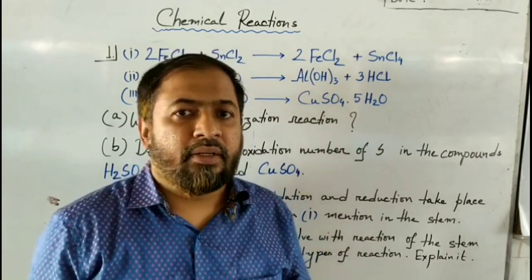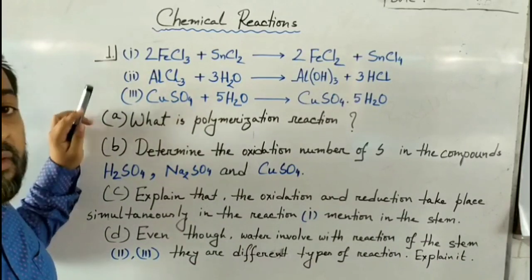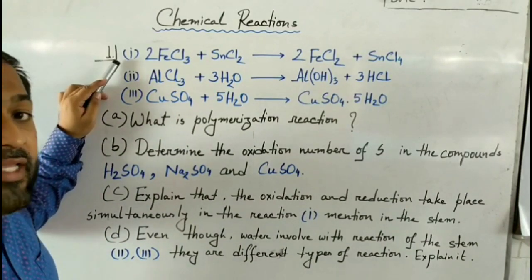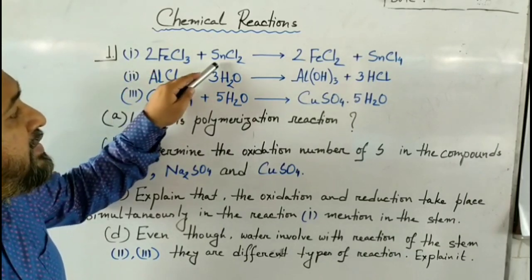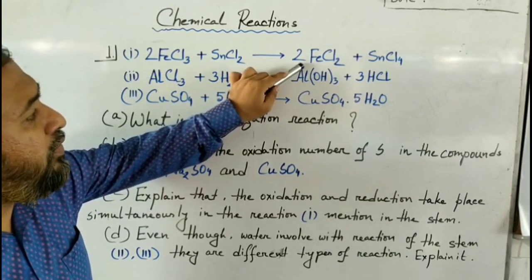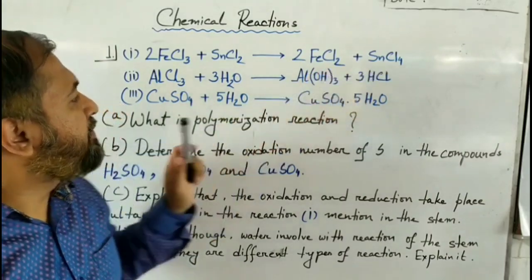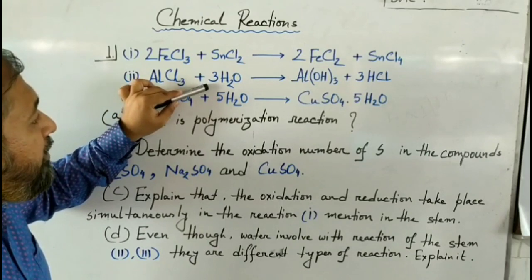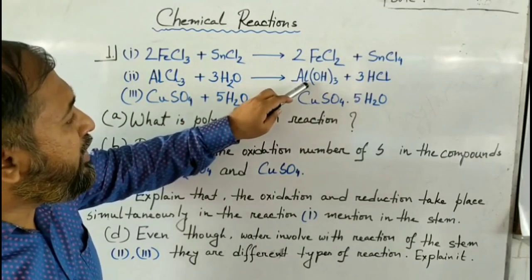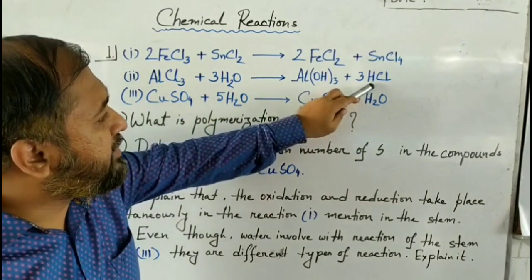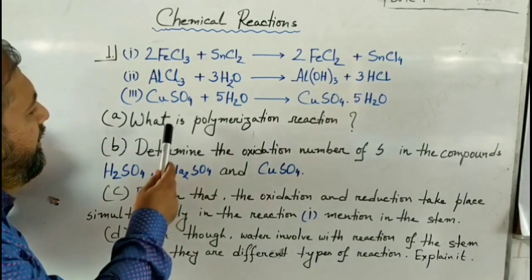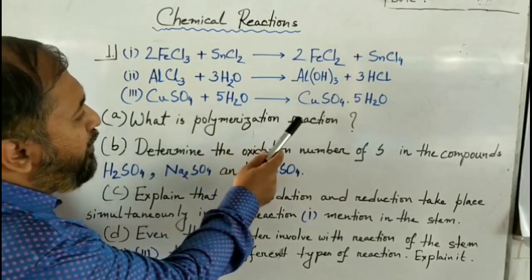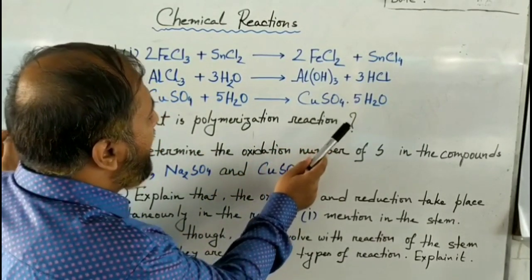Creative question number 1. We can see 3 different reactions mentioned here. The first reaction is ferric chloride reacting with stannous chloride to produce ferrous chloride and stannic chloride. The next one is aluminum chloride reacting with water to produce aluminum hydroxide and hydrochloric acid. In case 3, copper sulfate reacts with water to produce copper sulfate pentahydrate.